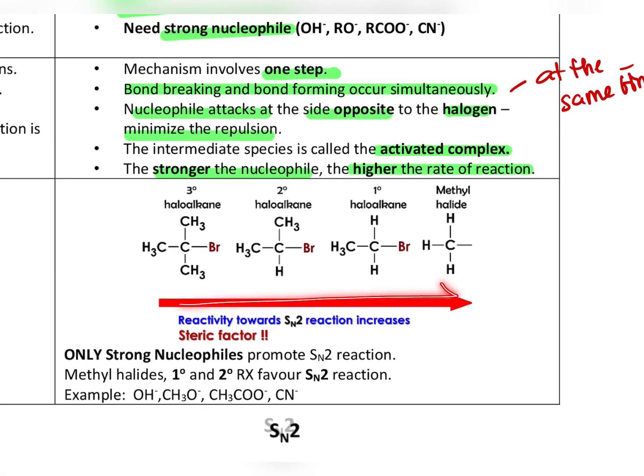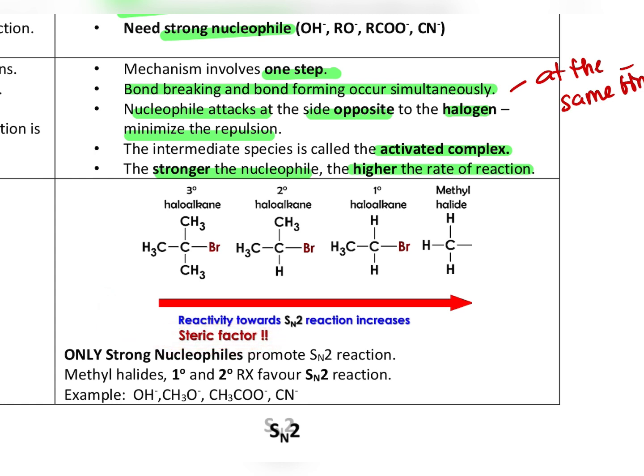Now kita tengok reactivity of haloalkane based on SN2. So kita tengok ada tertiary, secondary and primary and methyl halide. So SN2 ni dia akan prefer primary dan methyl halide lah. Yang paling dia favor sekali methyl halide. Second dia prefer primary. Kenapa tertiary is the least preferred? Why? Because this is because of steric factor.